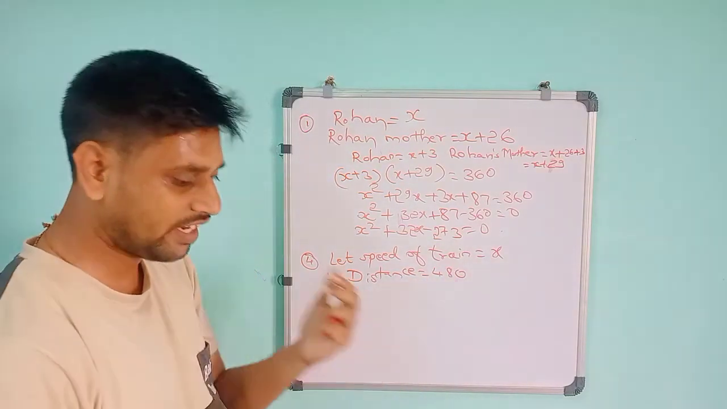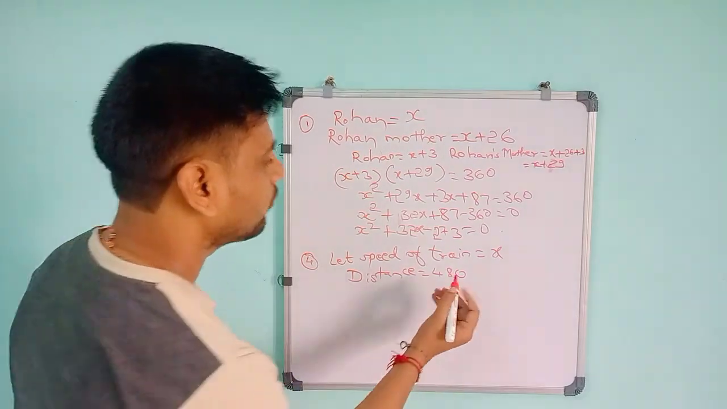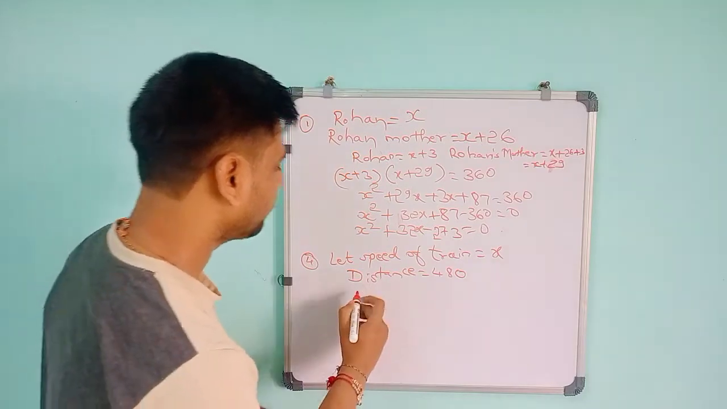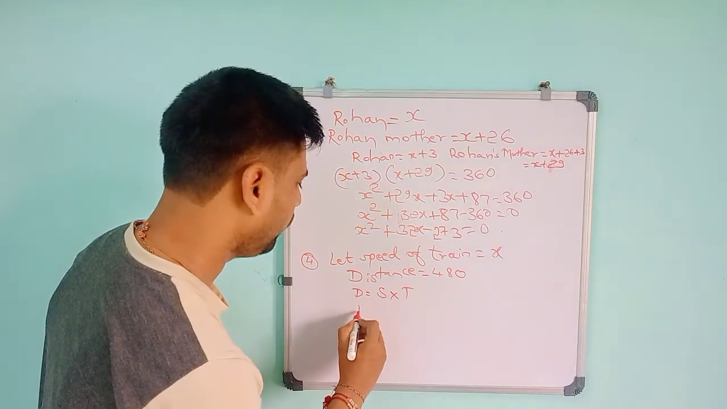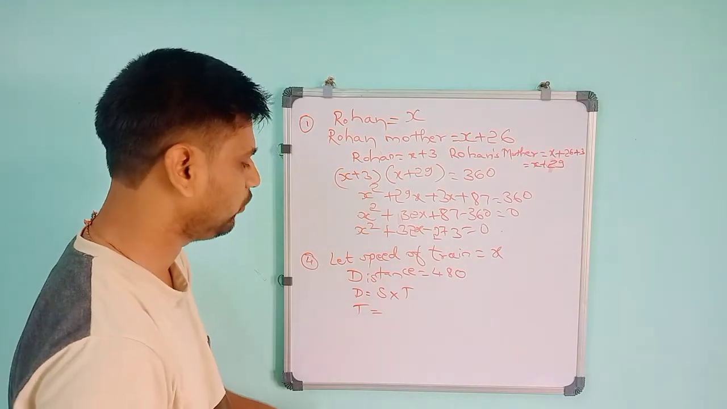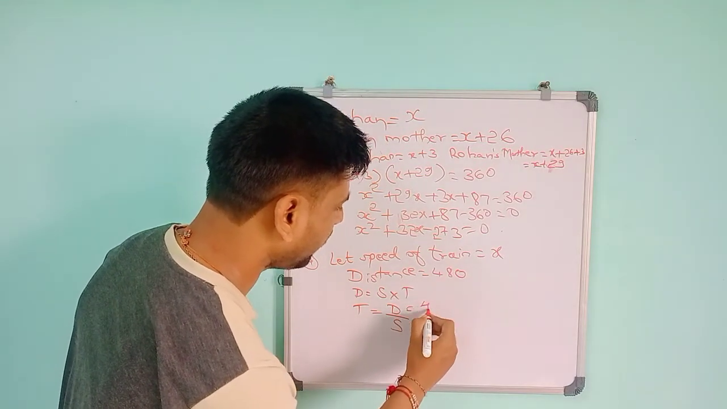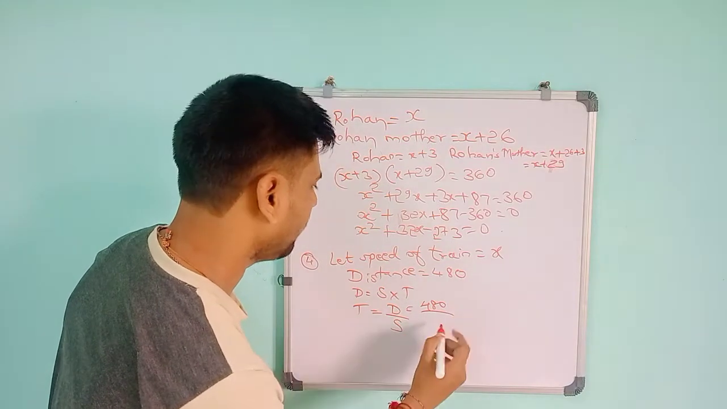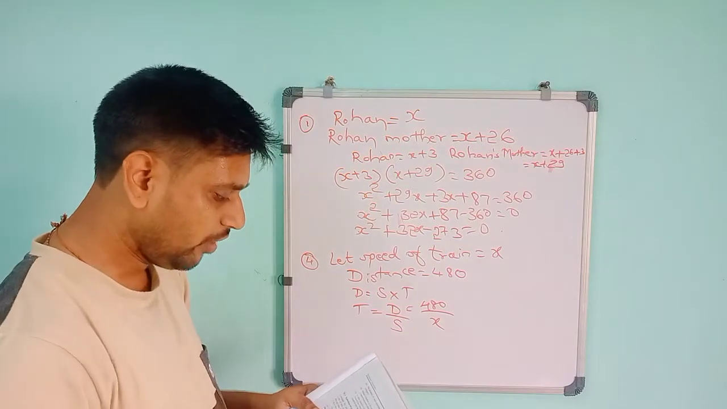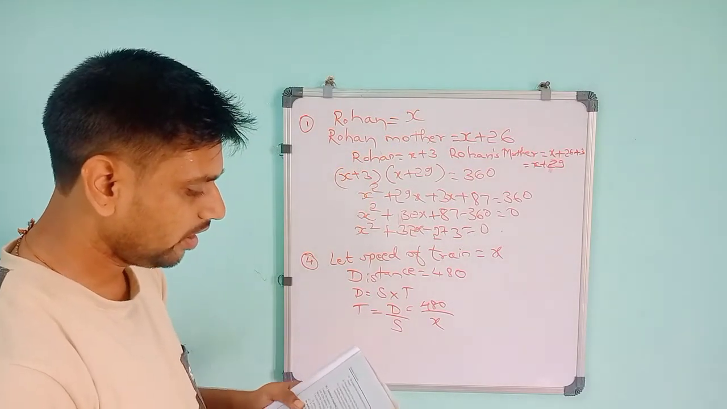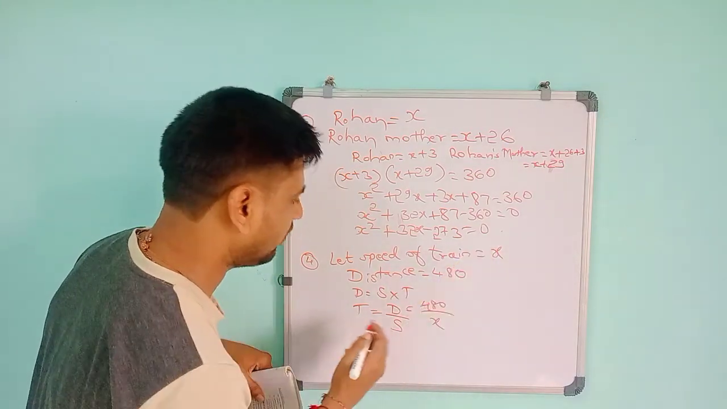For the first condition, the second condition they have given is that if the speed had been 8 km less. First you solve up to the first condition. Distance is equal to speed into time. Since they have given time in the second condition, you can take time as distance by speed. Distance is 480 and speed is x, so 480 by x. This is the first condition. Second condition: the speed of the train is 8 km less, so first it was x, and 8 km less means x minus 8.